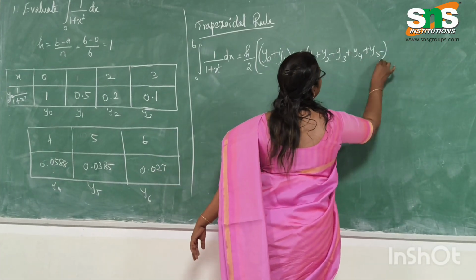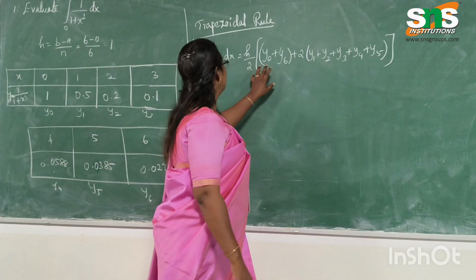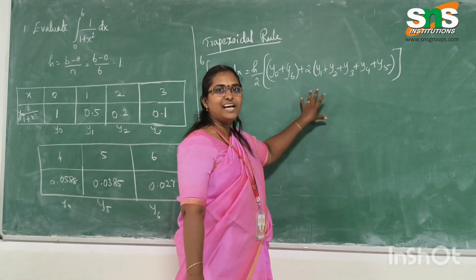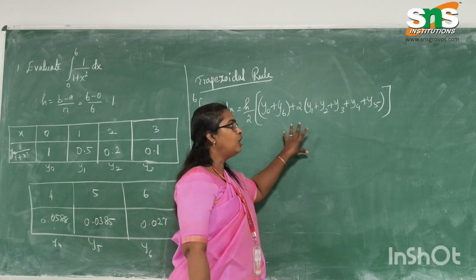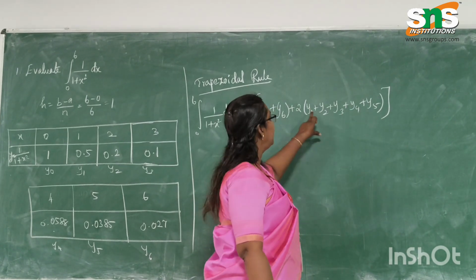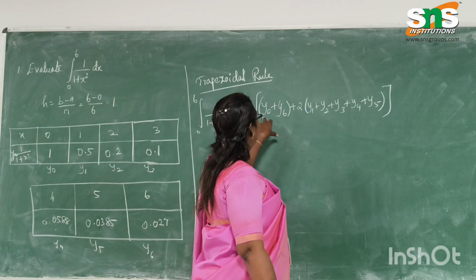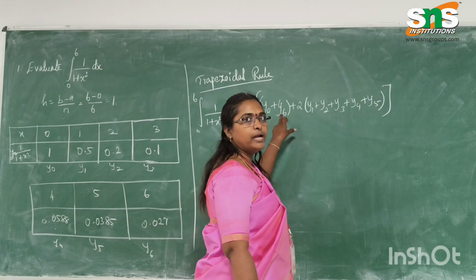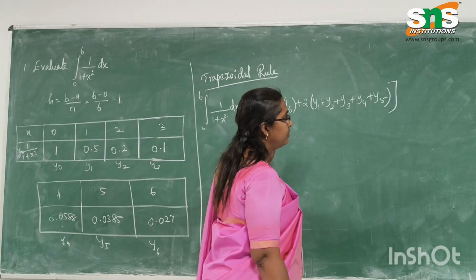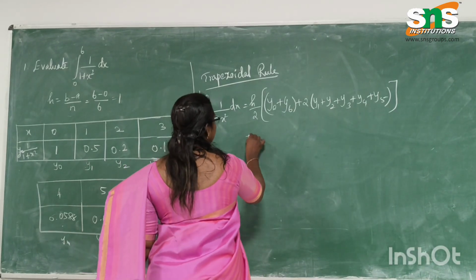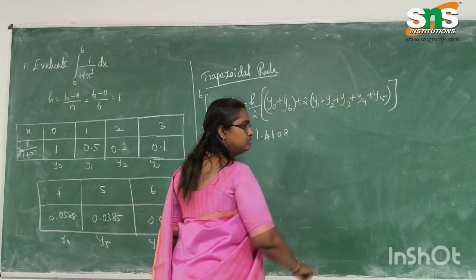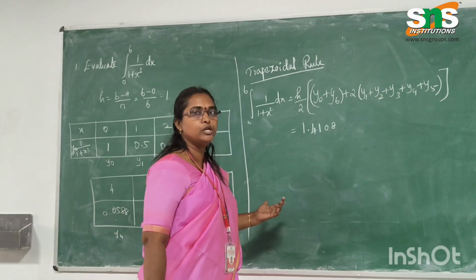From this table you replace all those values. Already we discussed this earlier. If we add all the remaining values and multiply by 2, add y0 and y6, and multiply by h divided by 2, at last you will get 1.4108 as the answer for the trapezoidal rule.